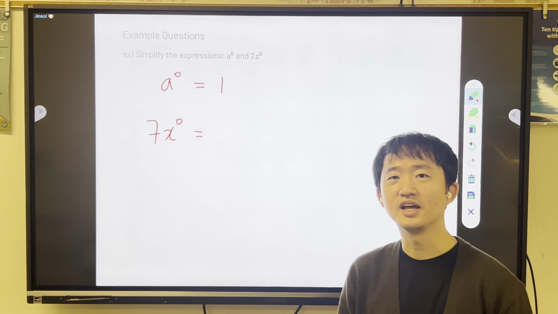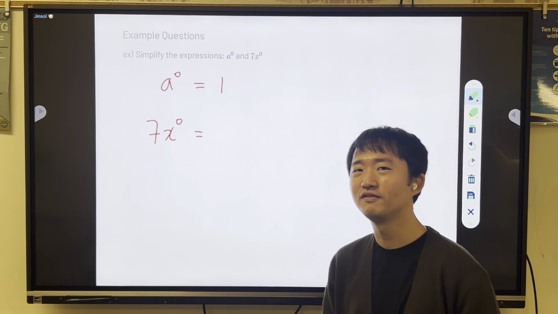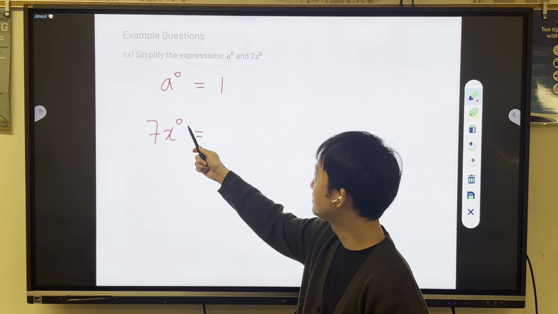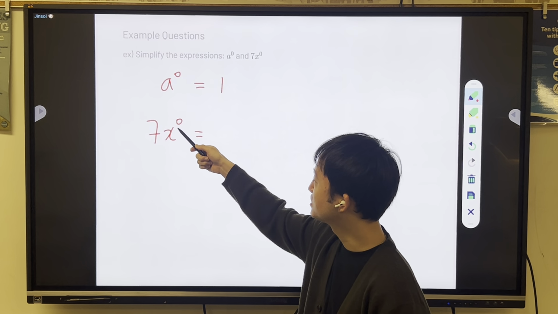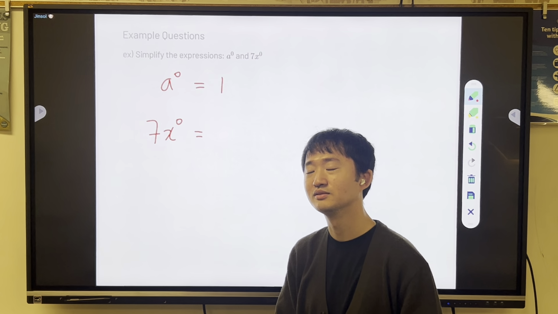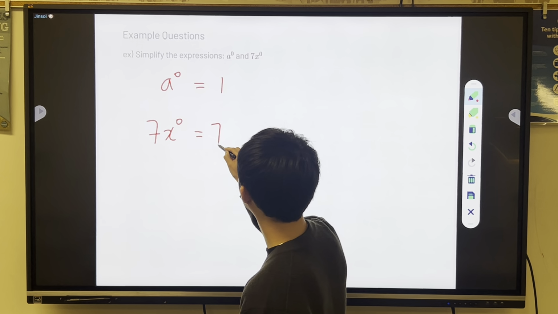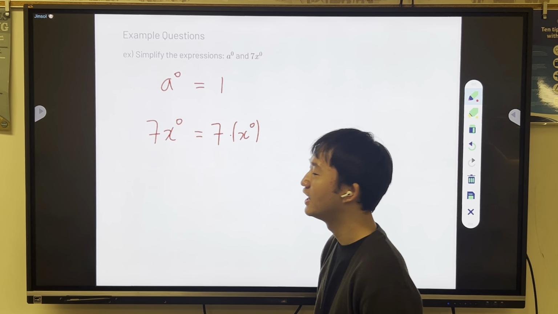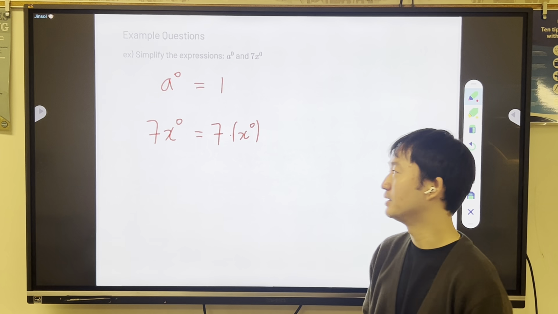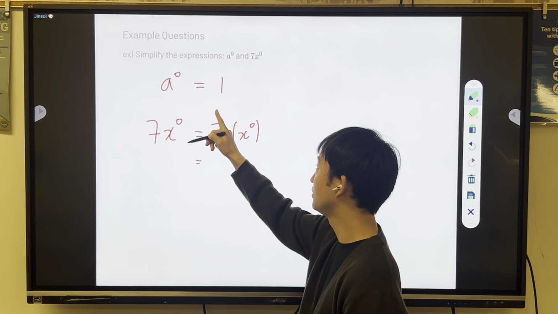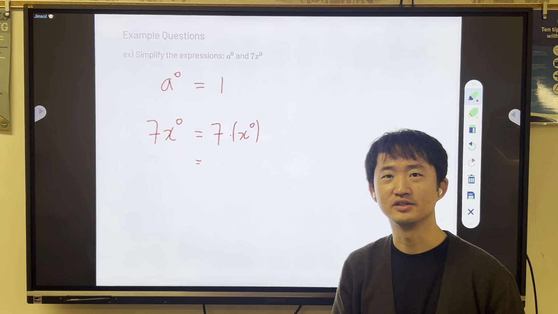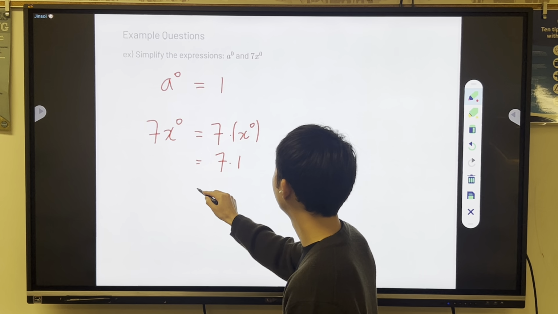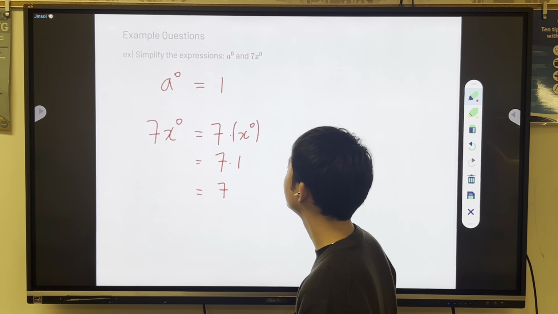Well, we can apply the same knowledge. However, we need to be careful about the order of operation. In terms of x, does power of 0 apply first before we multiply by 7? So that means that we're first going to do x power of 0, and then we're going to multiply by 7. And as we've learned above, x power of 0 is always just going to be 1. So that's 7 times 1, or in other words, that's equal to 7.